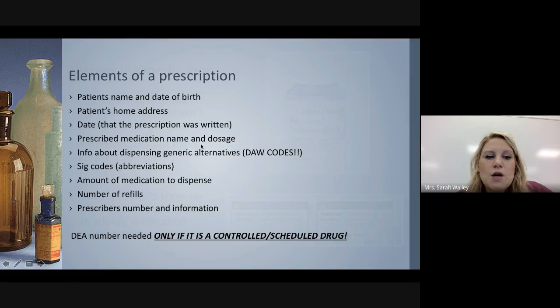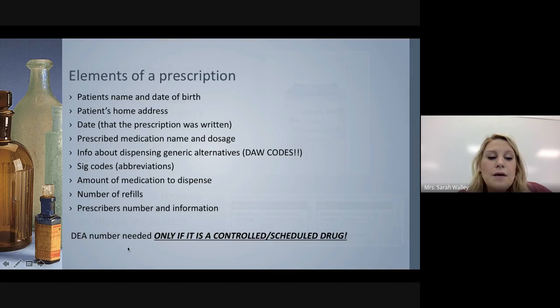Elements of a prescription. So we went through this a little bit. I'll just list them out again. Patient's name and date of birth, patient's home address, the date that the prescription was written, prescribed medication name and dosage, information about dispensing alternative generics. They're called DAW codes. I talked a little bit about it before, but we'll talk about DAW codes here in a minute. SIG codes, which are literally just the abbreviations that you have learned. Amount of medication to dispense, number of refills, and prescriber's number and information.